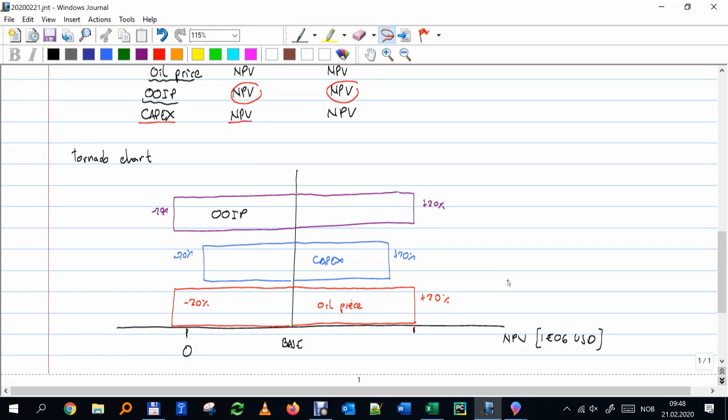then you can say, well, only in the extreme, if something extreme happens. Yeah, it should be the opposite, right? The capex here should be minus 20%, less cost, and here it should be plus, more costly.